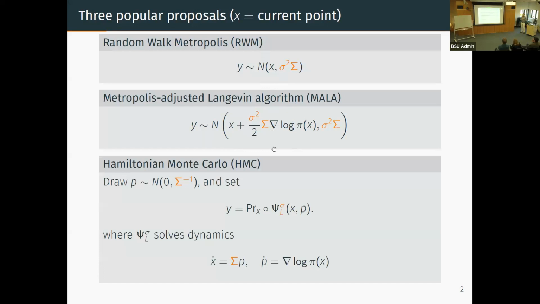And then another one is Hamiltonian Monte Carlo. It looks a lot more fancy. Basically, you're going to introduce some kind of momentum.